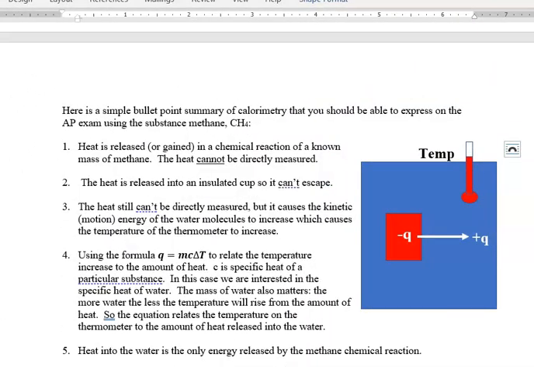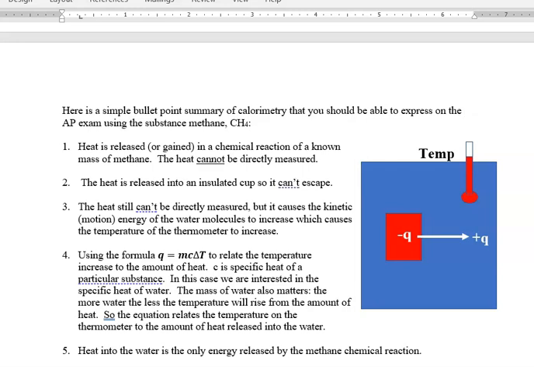Okay, so on this next page, what I've given you is a bullet point explanation of calorimetry, either type, just so you understand the concept. Be sure you can explain this clearly, because there's not a bad chance you could be asked something about it on the test. So here's a simple bullet point summary of calorimetry that you should be able to express on the AP exam using the substance methane as an example, CH4.